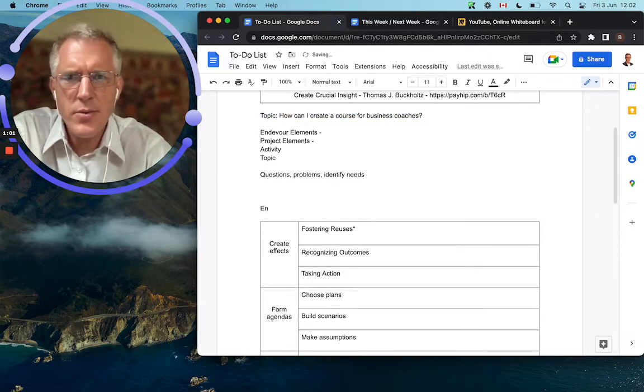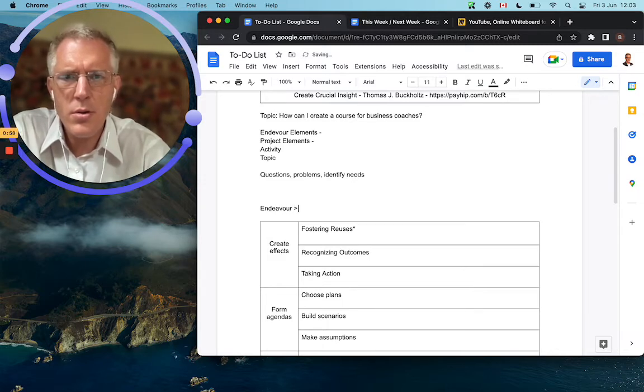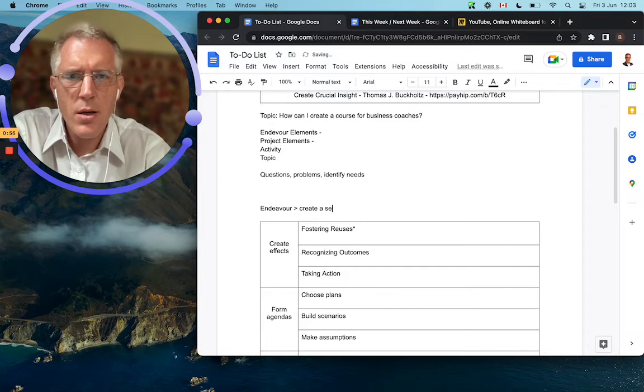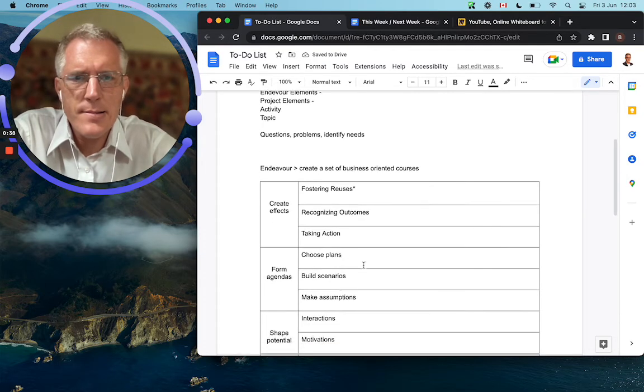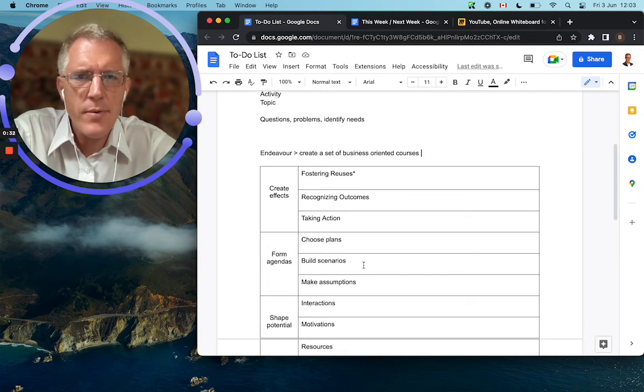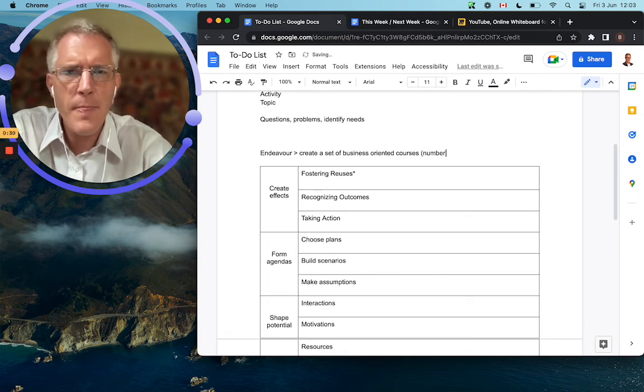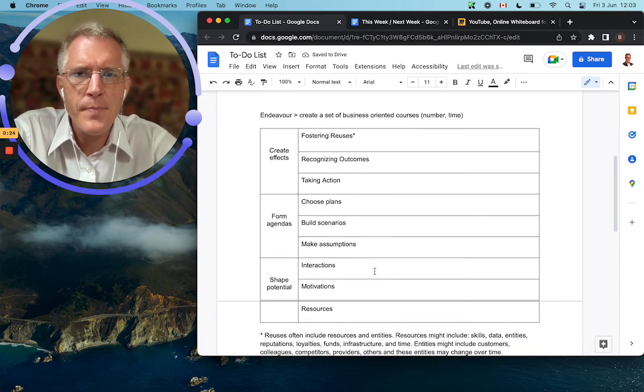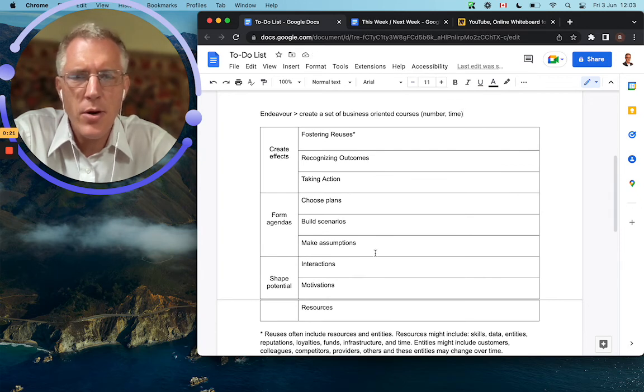So the endeavor is to create a set of business oriented courses. All right. Now, this is obviously not specific enough because we don't have a number and we don't have a time. So this is not really a great objective, but at least this is a start.